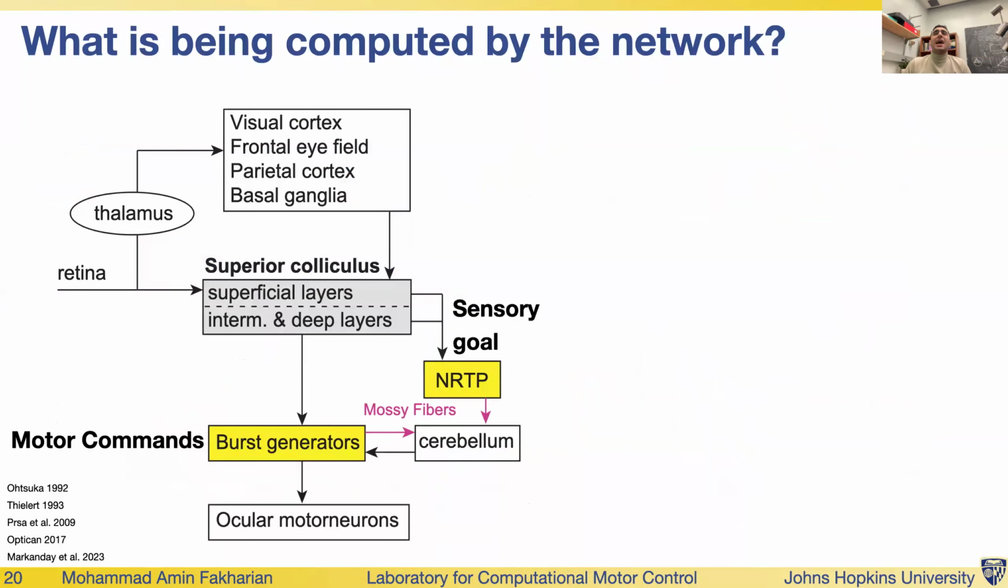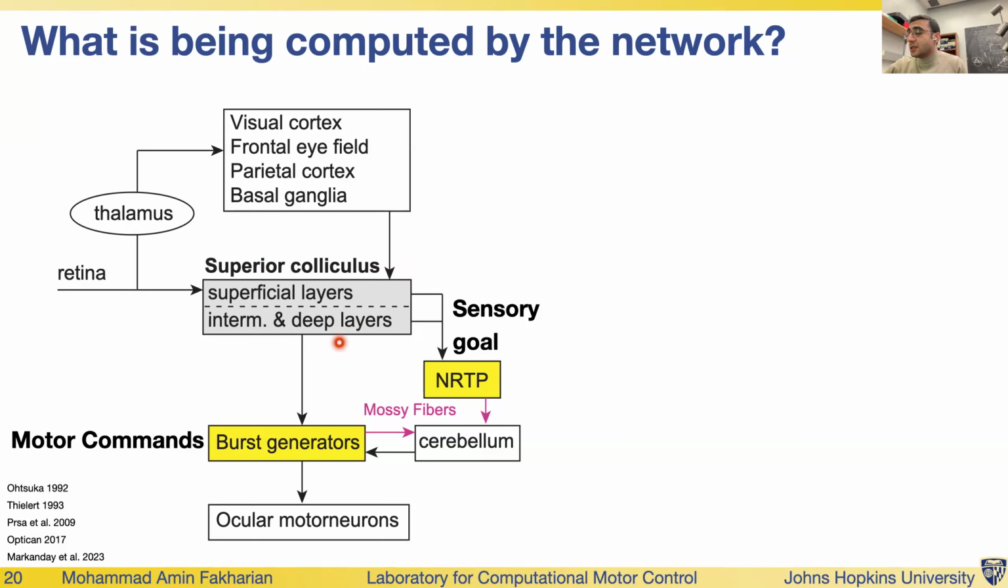So now we have these population responses in time, but what do they mean? What is being computed by the network? In order to answer that, we're going to look at some of the studies that have been done about the control of the saccade. As we know, the superior colliculus, using the information that is coming from the cortex, drives the saccades. And stimulation of the superior colliculus initiates saccades.